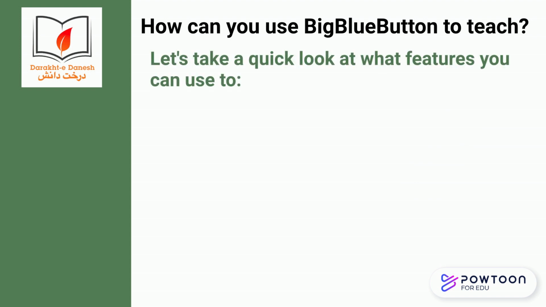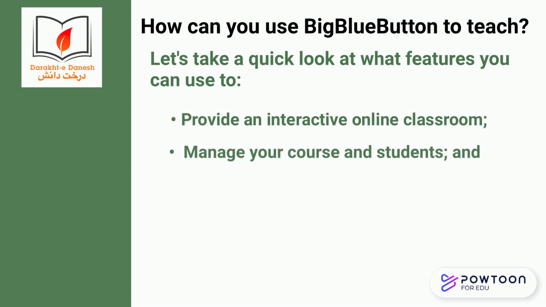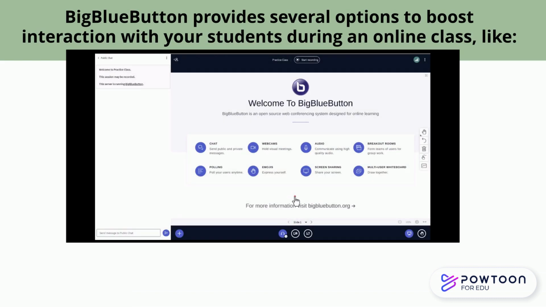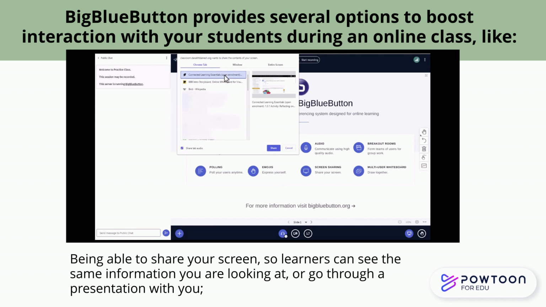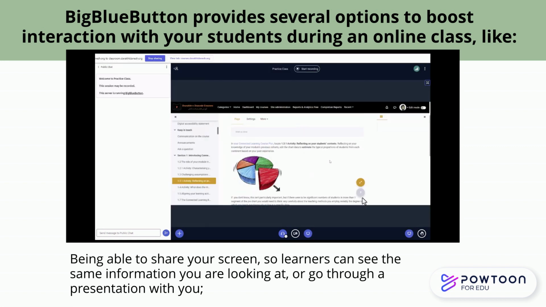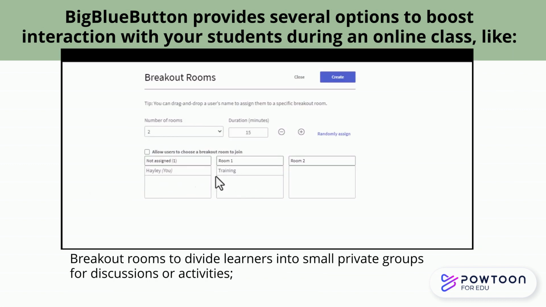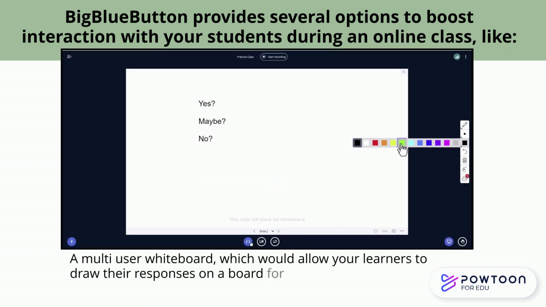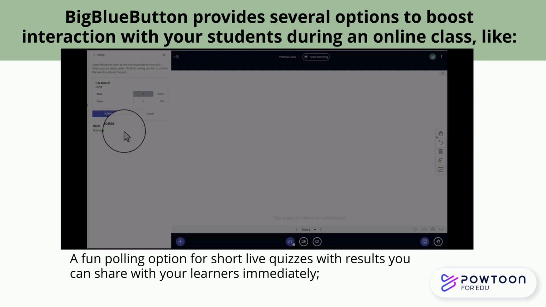Let's take a quick look at what features you can use to provide an interactive online classroom, manage your course and students, and offer options for the security of you and your students. BigBlueButton provides several options to boost interactions with your students during an online class, like being able to share your screen so learners can see the same information you are looking at, or go through a presentation with you. Breakout rooms to divide learners into small private groups for discussions or activities. A multi-user whiteboard, which would allow your learners to draw their responses on a board for the whole class to see. A fun polling option for short, live quizzes with results you can share with your learners immediately.